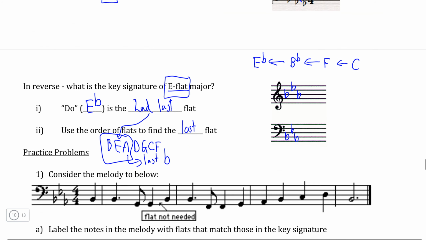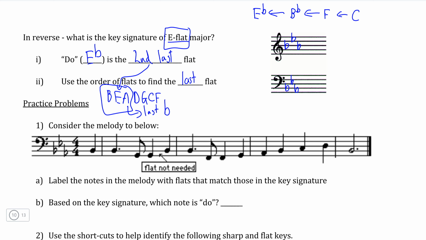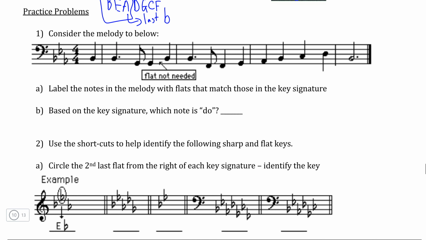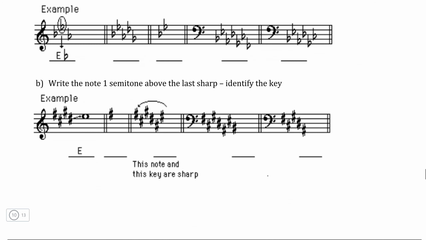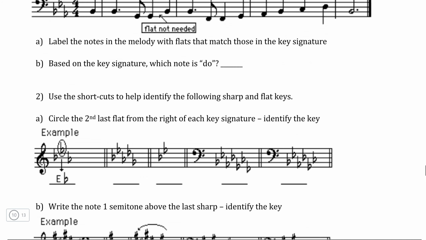To test whether all of this knowledge is applicable to you, try the practice problems below, which start off relatively simply by looking at a key signature and identifying what the starting pitch or what the scale is based on that key signature, and then goes through seeing whether you can do this regardless of the number of flats or sharps within a key signature.